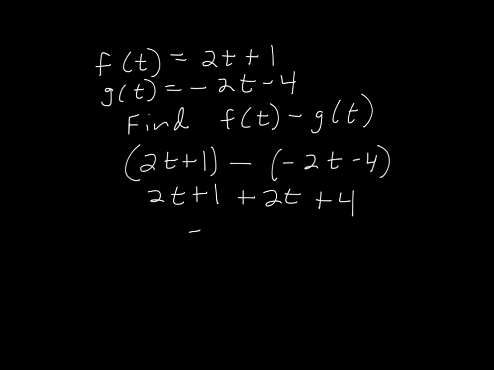And the final answer is 4t plus 5. Right, we got 2t plus 2t is 4t, 1 plus 4 is 5.